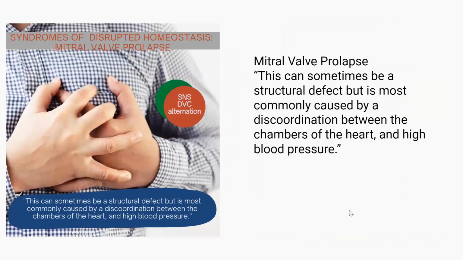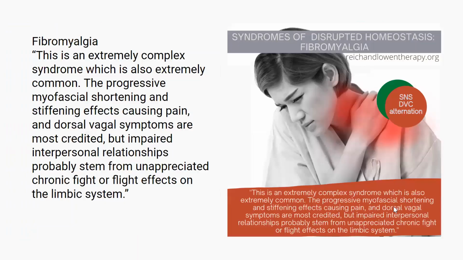Mitral valve prolapse. This can sometimes be a structural defect, but it's most commonly caused by a discoordination between the chambers of the heart and high blood pressure. Fibromyalgia. This is an extremely complex syndrome, which is also extremely common. The progressive myofascial shortening and stiffening effect causes pain, and dorsal vagal symptoms are most credited, but impaired interpersonal relationships probably stem from unappreciated chronic fight or flight effects on the limbic system.